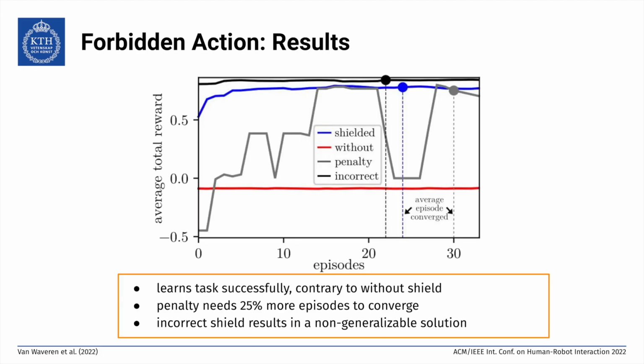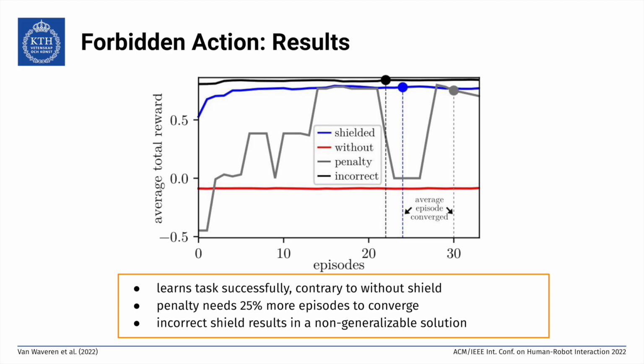Our approach learns the task successfully and converges after 24 episodes on average. Without a shield, the policy does not learn the task and only obtains negative rewards. The line denoted as penalty in the graph shows the results for providing an additional penalty of -1 for moving to carpeted tiles. This extra expert knowledge helped the policy to converge, yet it still requires 25% more episodes and has a less stable learning curve compared to our shielded learning.